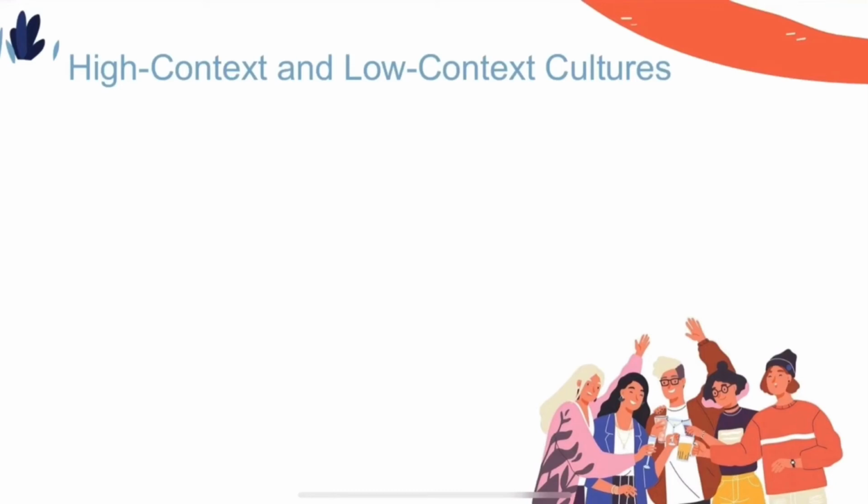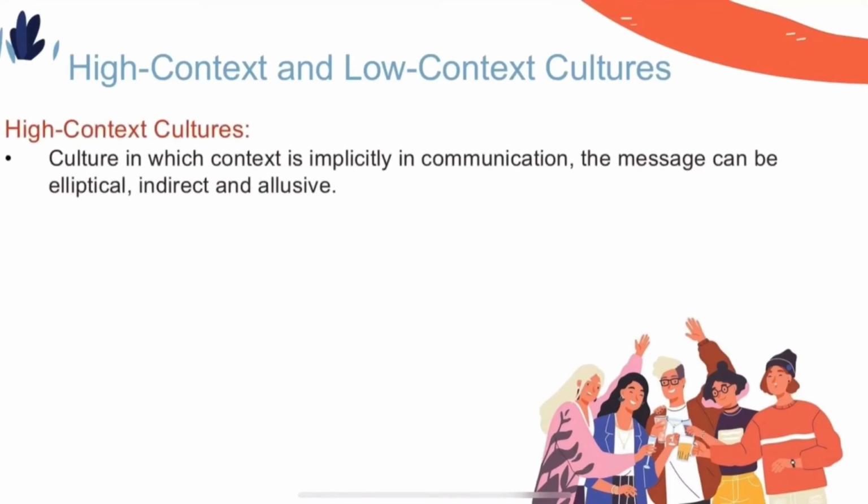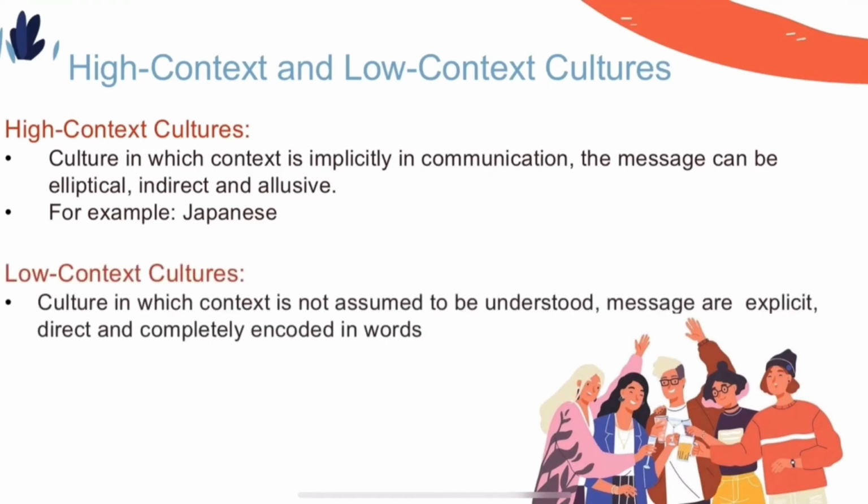High context culture refers to context that is implicit in communication. The message can be elliptical, indirect, and allusive. For example, the Japanese are a high context culture in which messages are multi-level and implicit. On the other hand, in low context culture, the context is not assumed to be understood. Their messages are explicit, direct, and completely encoded in words. For example, the Germans and Swiss, their messages are spelled out fully, clearly, precisely. As a result, the difference between high context and low context communication can lead to unintentional problems in the workplace.